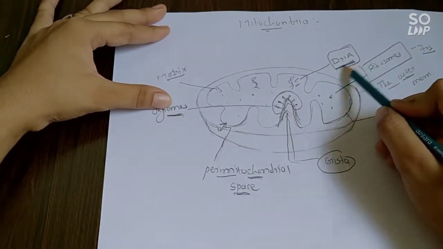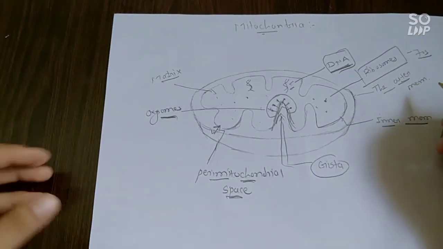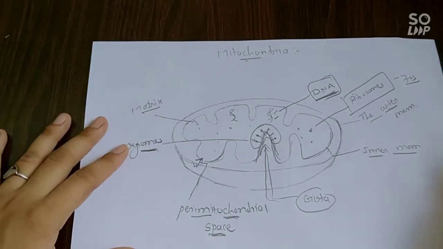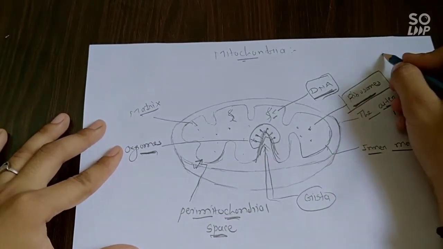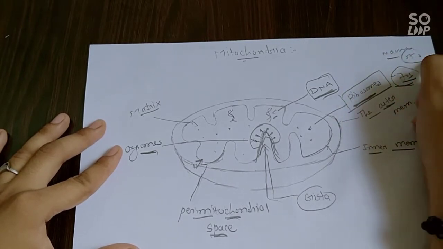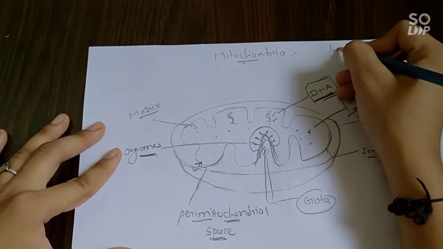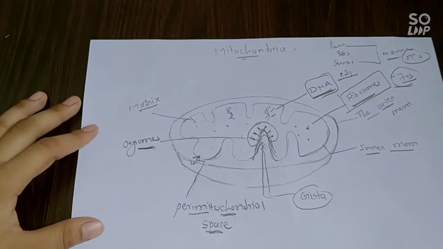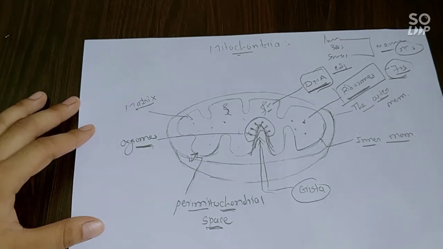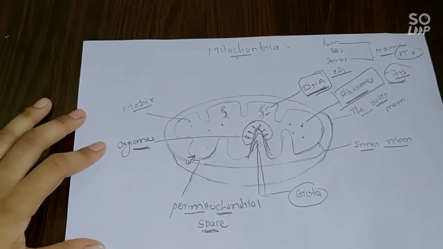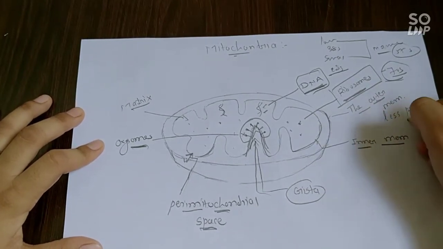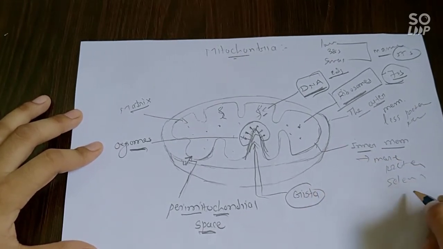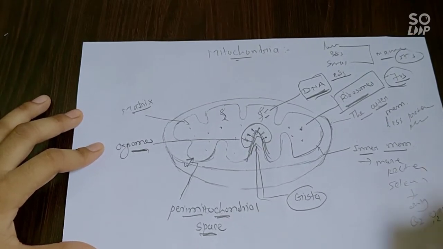Mitochondria has its own DNA, so it is semi-autonomous, and it is able to replicate. The ribosome is 70S, and in mammals 55S, with the large unit and the small unit 30S and 28S, right? And the outer membrane has fewer proteins and is permeable, and the inner membrane has more proteins and is selectively permeable, only to CO2, O2, and H2O.